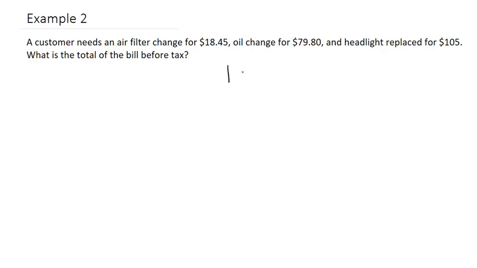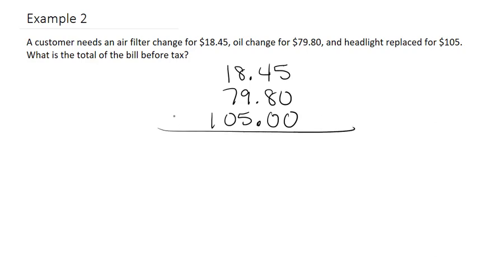So we have 18.45, 79.80, and then we have 105. Now notice we have nothing after the decimal for 105, so we're just going to add 2 zeros. So it kind of keeps to the same rules. If we need to add some zeros after the decimal place to keep them all the same, we just add zeros. Now we've lined these up right because all the decimals are aligned, and so now all the columns are correct.